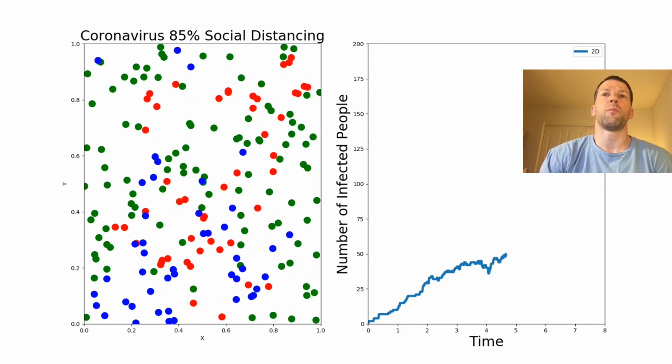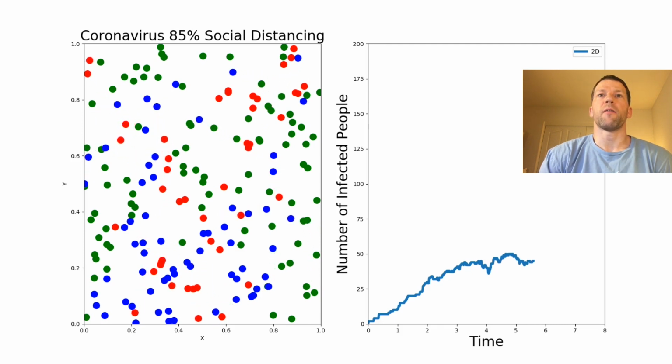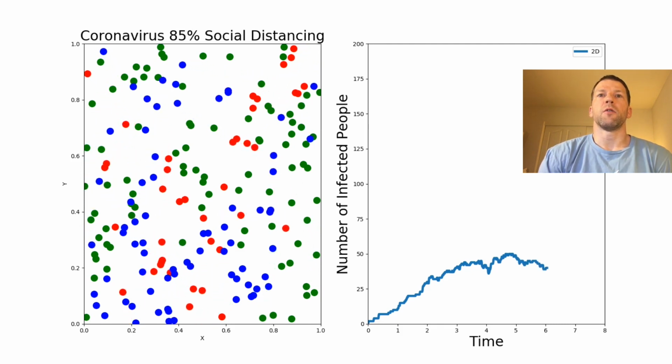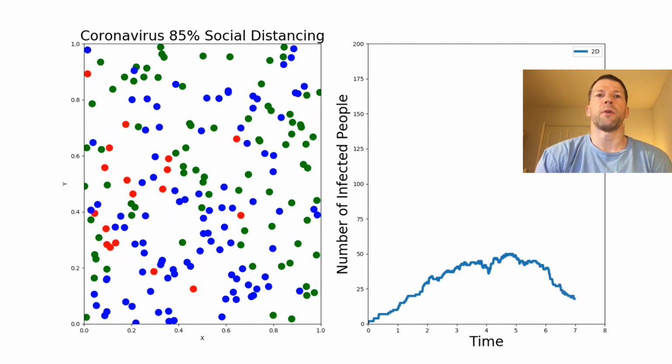There's 200 particles in each of these simulations. And this one, 85% of them are not moving. So the red guys are infected, the green people are healthy, and the blue people have recovered.